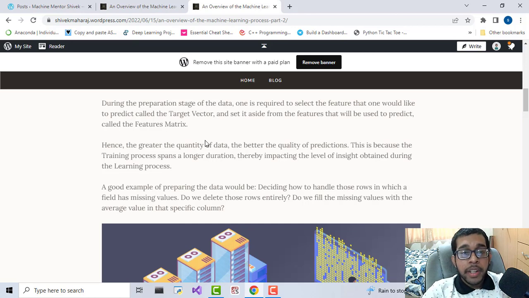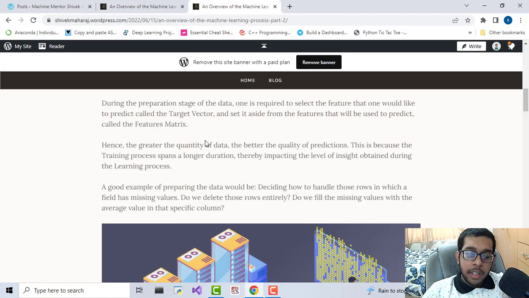Now, during the preparation stage of the data, one is required to select the feature that one would like to predict, called the target vector. You guys should realize by now the reason why it's called a target vector is because a vector is a one-dimensional array, and given the fact that the column that's being predicted is a one-dimensional column, it is in essence a vector.